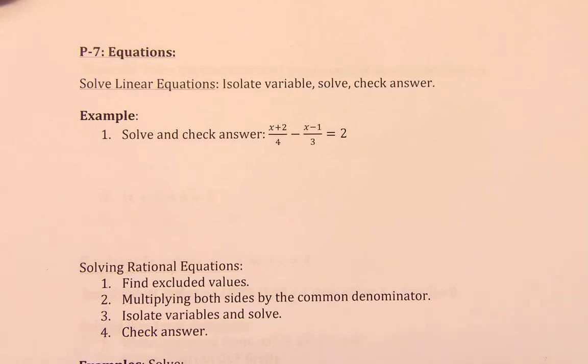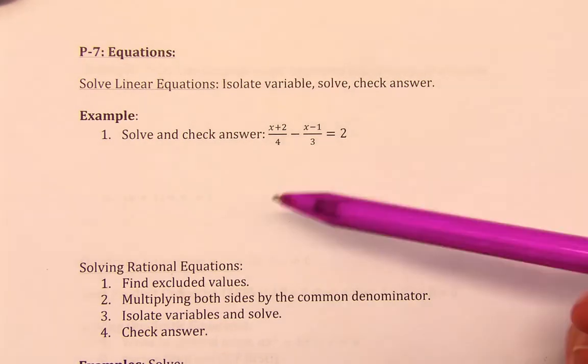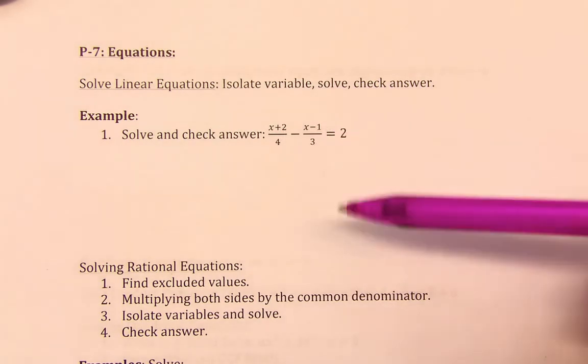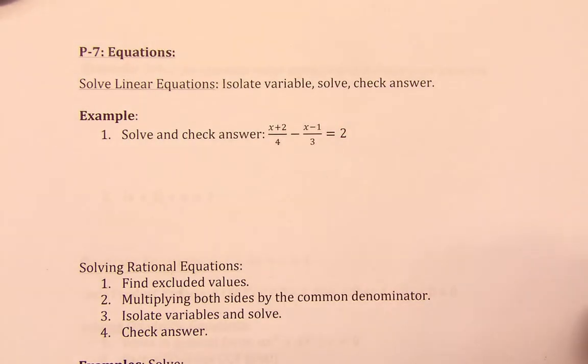Okay, so we are going to start talking about Chapter P, Section 7, and we're looking at equations in this section. So first let's solve some linear equations. Looking at our first example, we have (x + 2)/4 - (x - 1)/3 = 2.